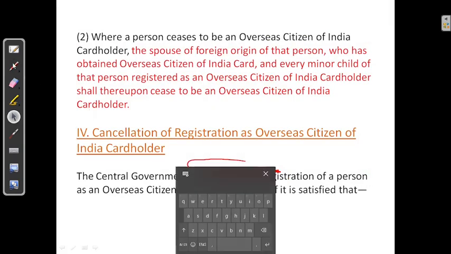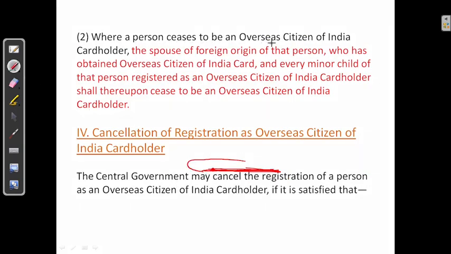Okay, next, where a person ceases to be an Overseas Citizen of India cardholder, the spouse of foreign origin of that person who has obtained the OCIC, and every minor child of that person registered as OCIC, shall thereupon cease to be an OCIC. Okay, when the person's OCIC is ceased, the spouse of that person and also the minor child's OCIC are also ceased.